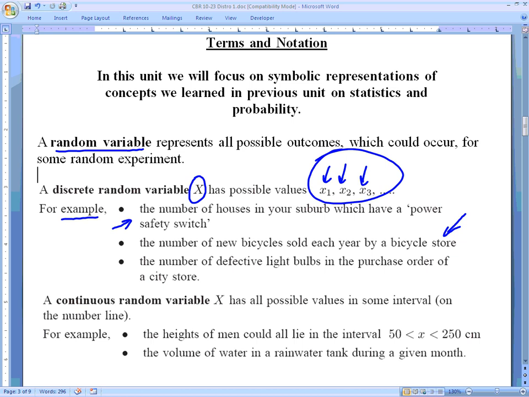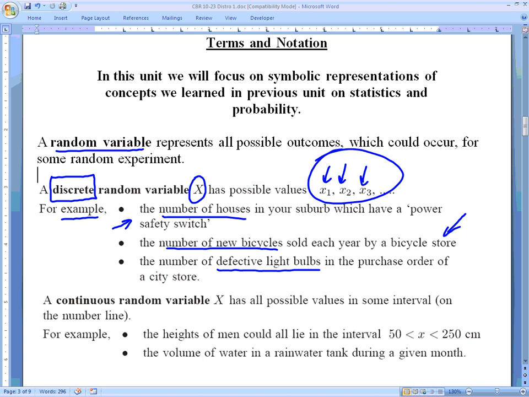When we say discrete, those are counting values, just like they were in the statistics chapter. So number of houses, that's a counter. Count houses, you can't have half a house. Number of new bicycles, again, we're talking about whole bikes sold. Number of defective light bulbs, actual light bulbs. Continuous, these are talking about measurements. Once again, big X refers to the label, little x refers to the actual numbers.